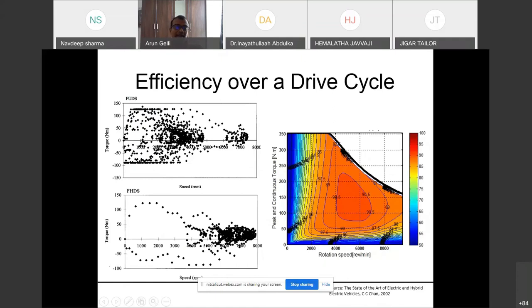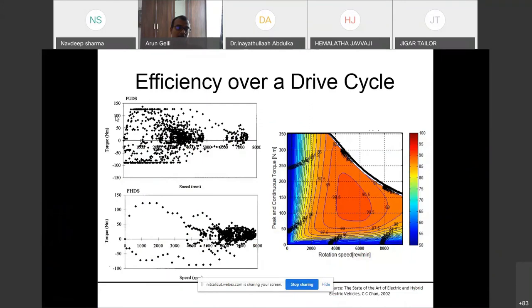Say over 2 or 3 hours, you look at the operating speed and torque points. These are the various torque points. Let's say every 1 second you collect data for 2 hours, so you have thousands of data points. When you plot speed versus torque here, you can see that most of the time the vehicle is operated in this particular zone, between 2,000 and 4,000 RPM and between 0 and 15 newton-meters.